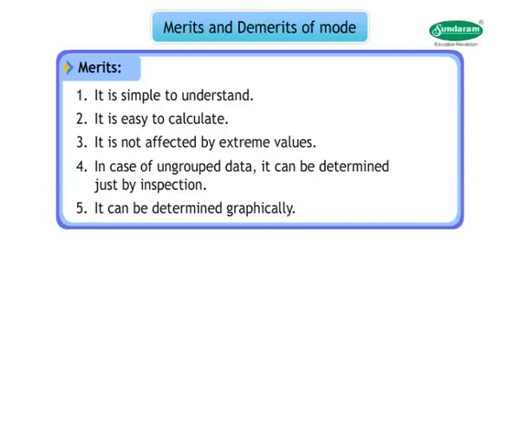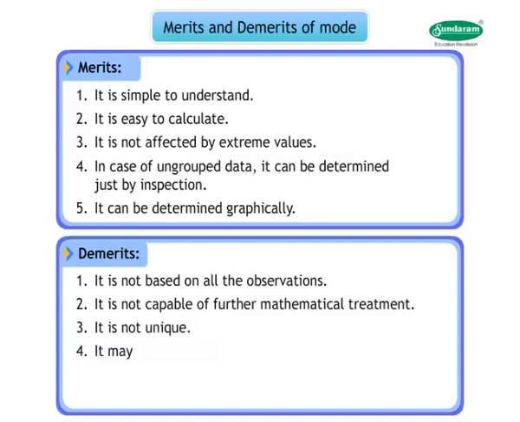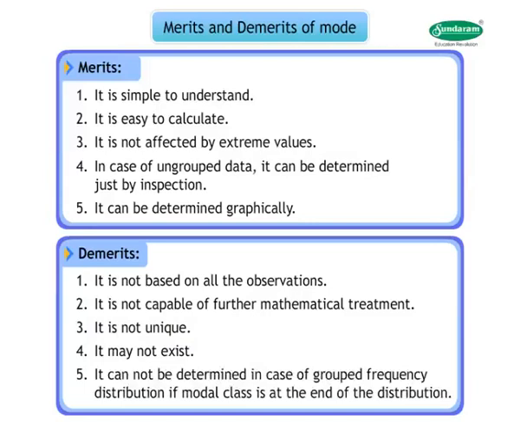Demerits. Number 1. It is not based on all the observations. Number 2. It is not capable of further mathematical treatment. Number 3. It is not unique. Number 4. It may not exist. Number 5. It cannot be determined in case of grouped frequency distribution if the modal class is at the end of the distribution.